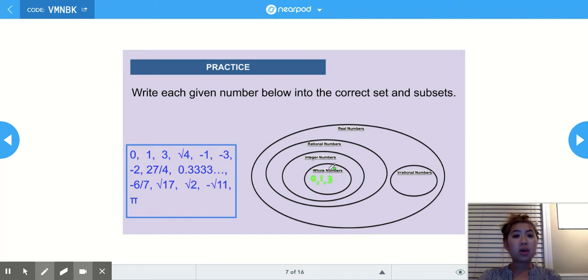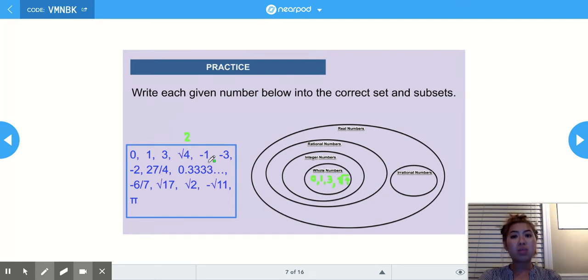So 3 is a whole number, an integer, a rational number, as well as a real number, and so is square root of 4. So we already went over this. Square root of 4 is a perfect square because 2 times 2, or 2 squared, is equal to 4. And 2 is a real number, it's a rational number, it's an integer, and its most specific category is a whole number. So when we're writing these numbers into the sets and subsets, the visual of a Venn diagram, we have to make sure that we're classifying the numbers in its most specific category.